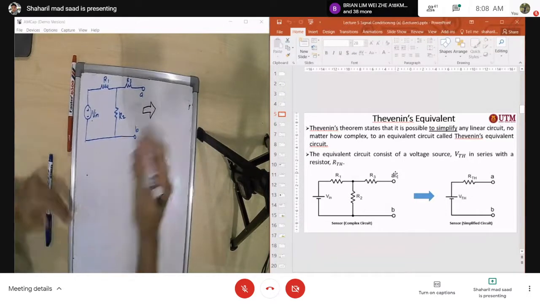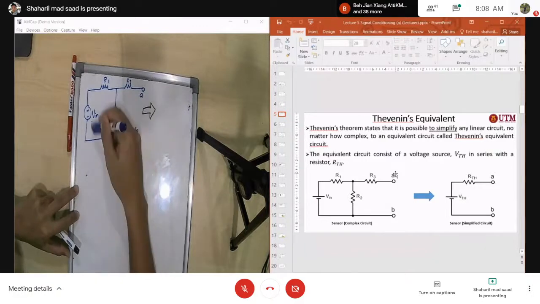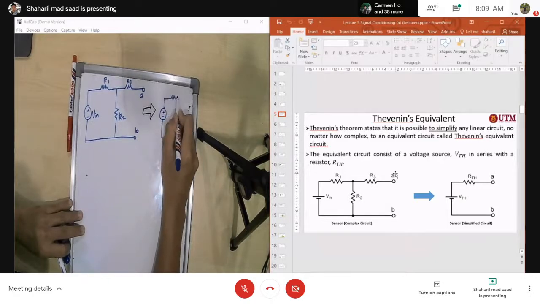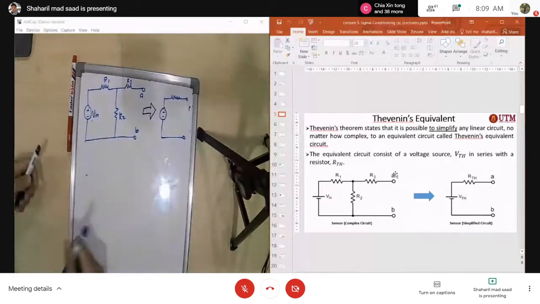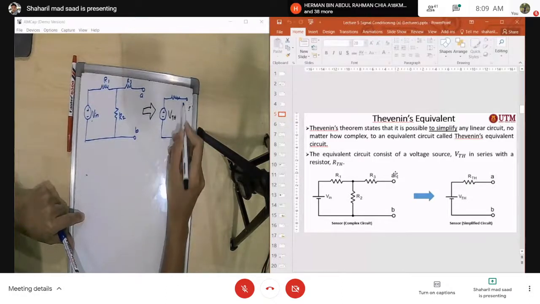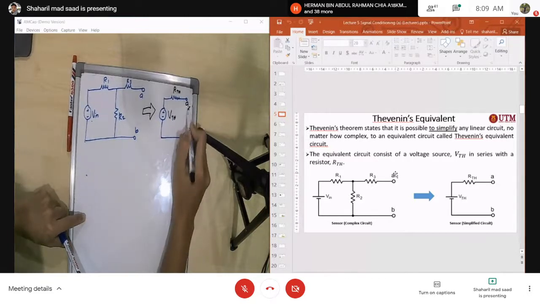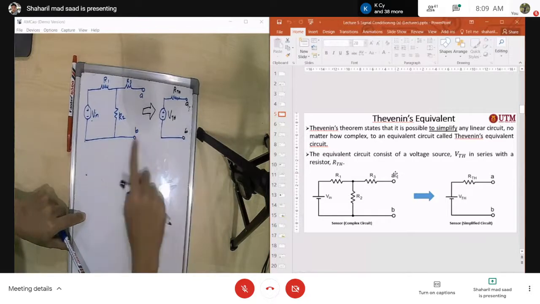Using the Thevenin theorem, you can simplify this complex circuit, and then you just have two components. You just need the Thevenin voltage VTH and the Thevenin resistance RTH. And you measure at the points A and B. So this point A and B is the same thing.